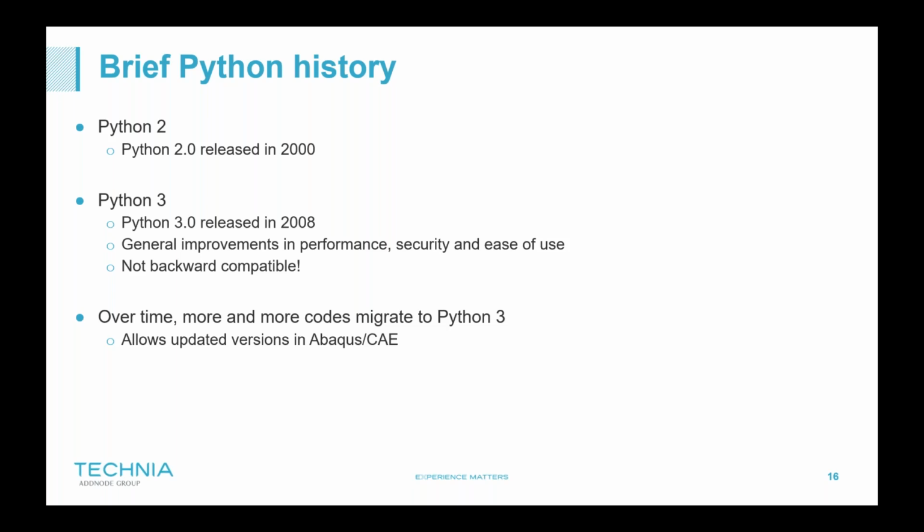So since then, more and more codes have migrated from Python 2 to Python 3, and this last year it was time for Abaqus CAE as well. So now Abaqus inherits all of these numerous improvements and updates, and we can also benefit from newer versions of all the libraries when we use Python 3 in Abaqus, since a lot of the libraries abandoned Python 2 a while ago.